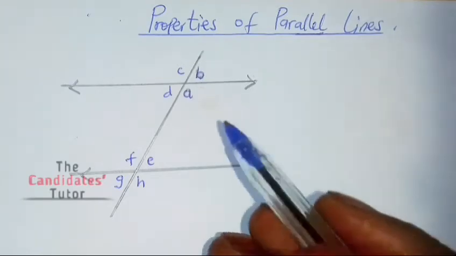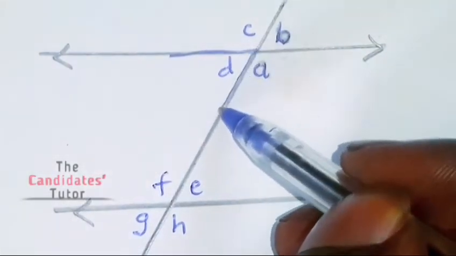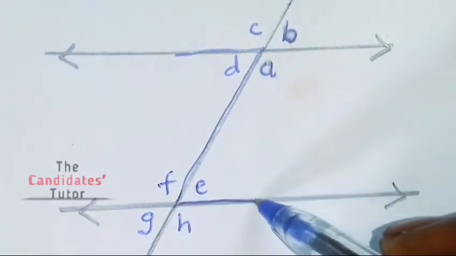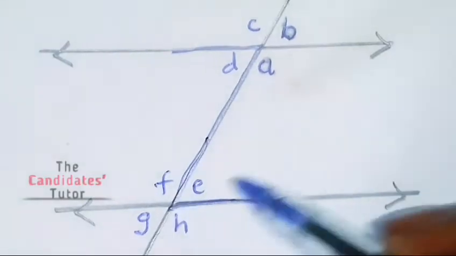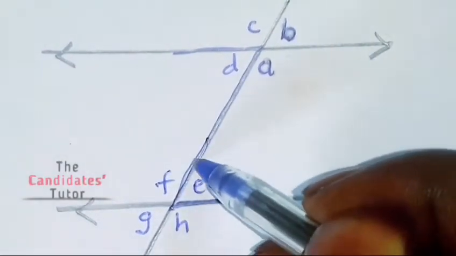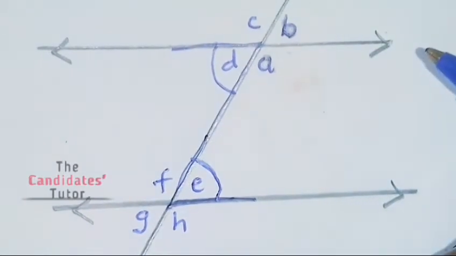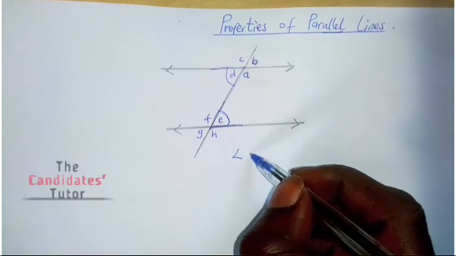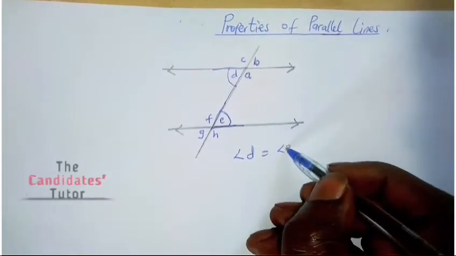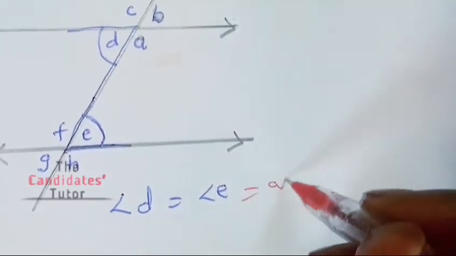Okay, so let's look at this. The angle that will be formed here, here, here, here. You know that angles are formed when two lines meet. So this is one line meeting another line here. The angle that will be formed at this side and the angle that will form at this side, we see that they are alternating. So what we say is that they are equal. So we can see that angle D is equal to angle E. That's alternating angles. They alternate.